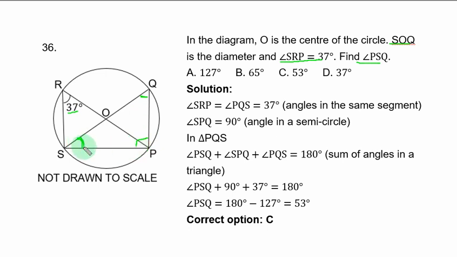To get this angle, if you add all the angles together, the sum is 180, sum of angles in a triangle. All I have said put together will land you here and here as well. If you collect like terms, you have angle PSQ is equal to, if you add these two angles and transfer it, it becomes 180 degrees minus 127 degrees, and you have 53 degrees. C is the correct option.